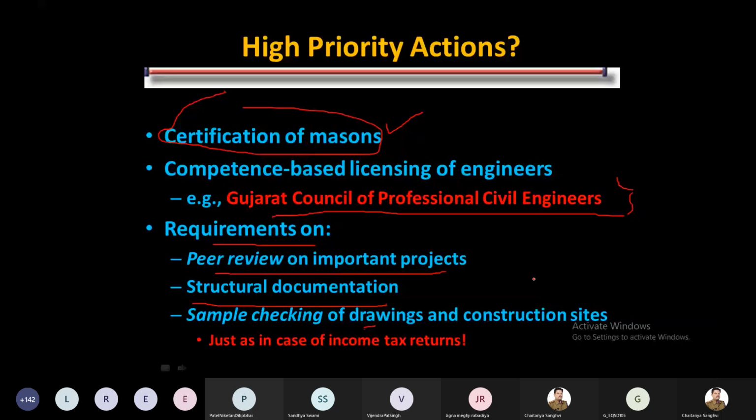So we have to, as Murthy sir mentioned, have sample checking of the drawings and construction drawings, like income tax returns, right? Not all income tax returns are checked, but a few of them are scrutinized very well. Likewise, structural design should be verified.